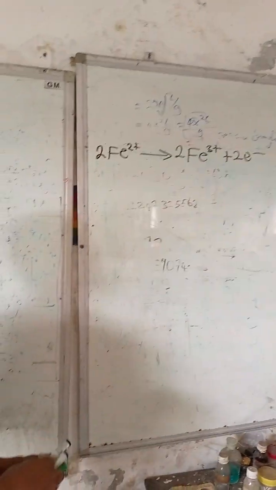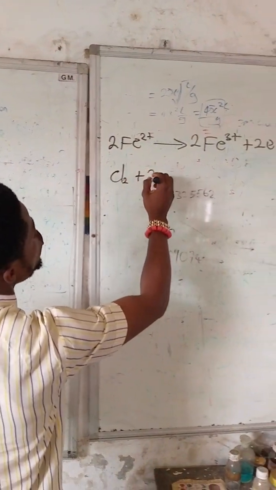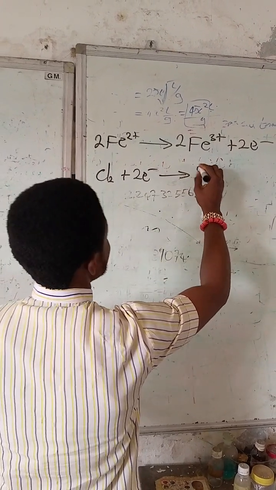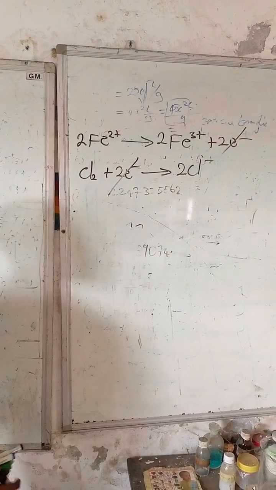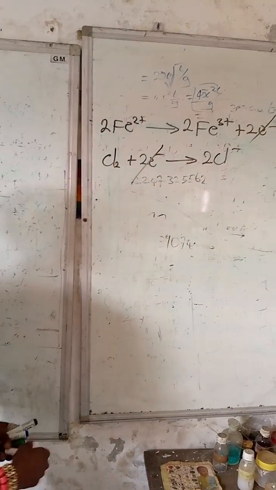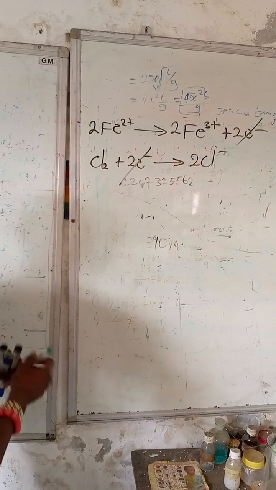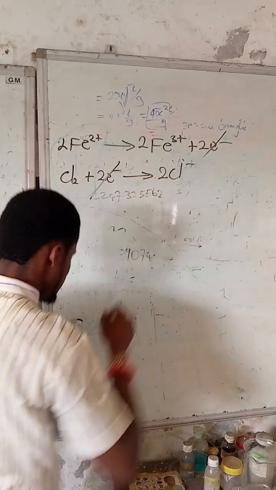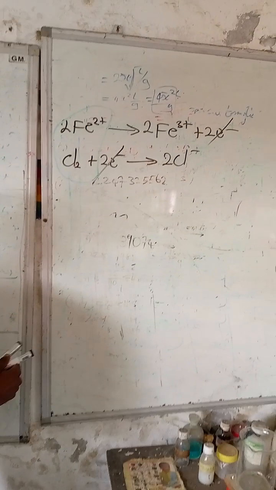So have you seen it? We have 2 electrons at the product side. Bringing this one down, we have a chlorine molecule plus 2 moles of electrons at the reactant side. This gives us chloride ion. So this will cancel out this because the reactant will balance the product. We are going to combine the two equations together. Take note that the whole of this gives us the reactant, while the whole of this gives us the product. So in conclusion, on balancing this, we now add everything.